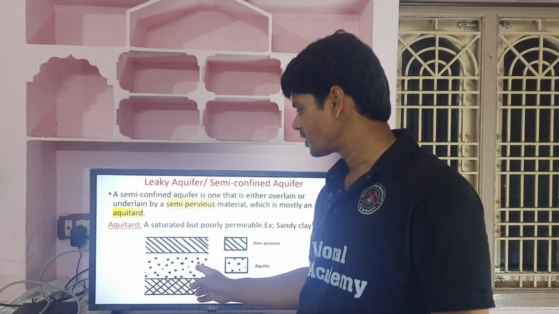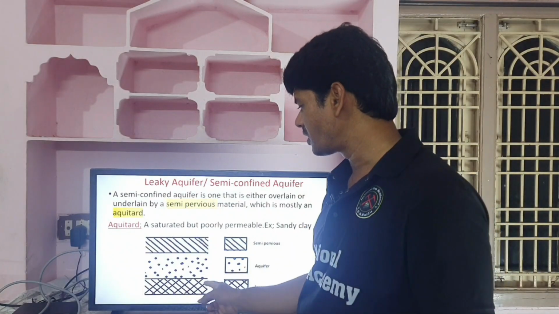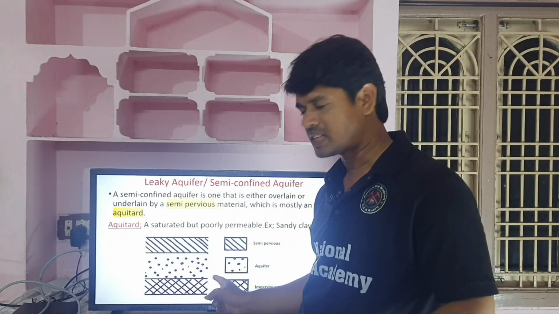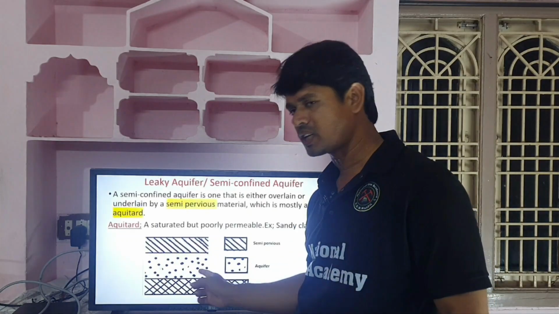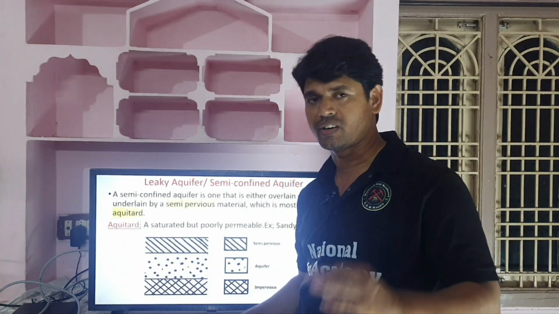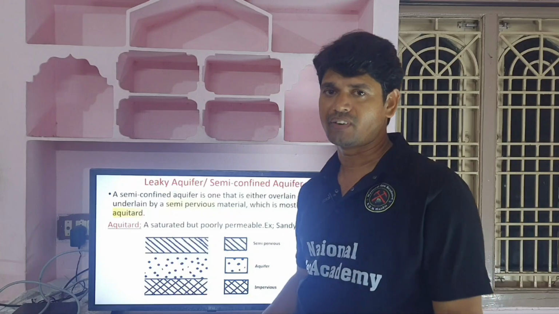In this diagram, it is the aquifer, below is the impervious layer, above is the semi-pervious layer, and in between the water is available. Such type of aquifer is called a leaky aquifer.